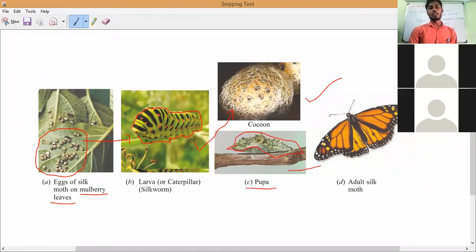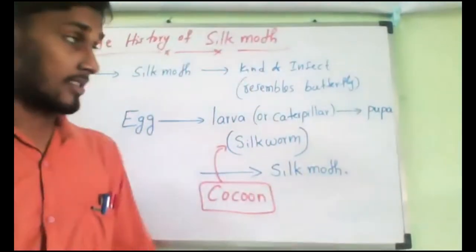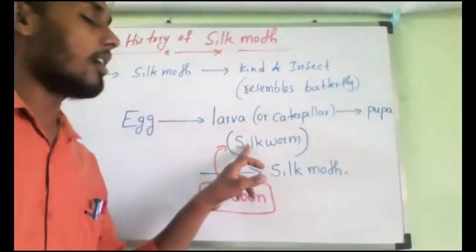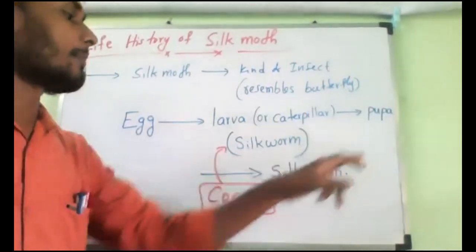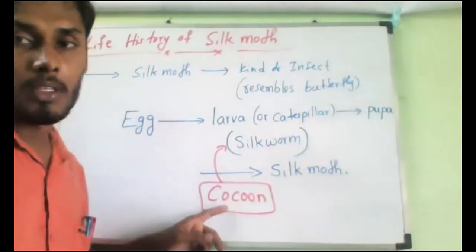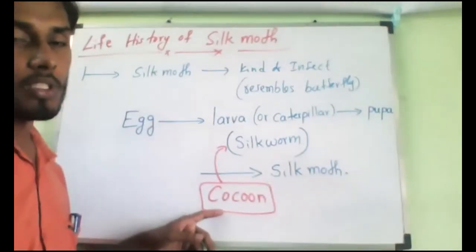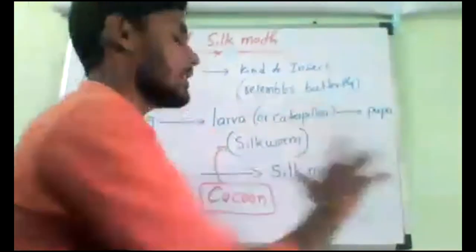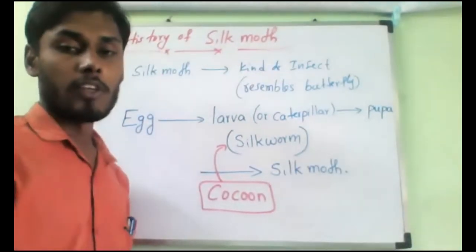The pupa will turn into what? An adult silk moth. These are the four stages of the life history of the silk moth. Eggs convert into larva, then pupa, and after pupa, the silk moth. In the larva stage only, cocoons will form. So write it as a line, with an arrow after pupa, and continue to silk moth. All of you write that. It is very, very important.